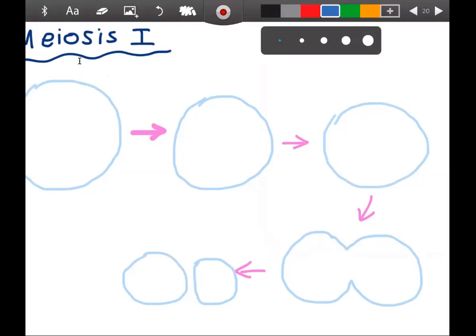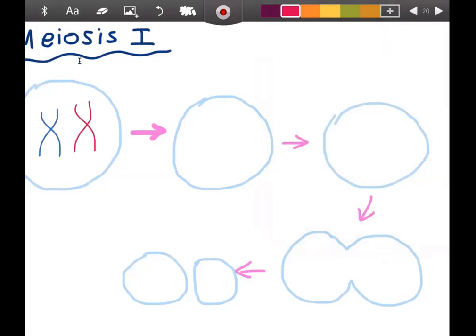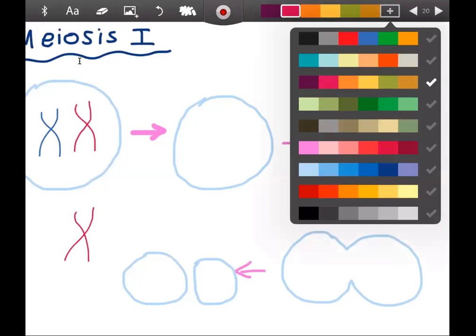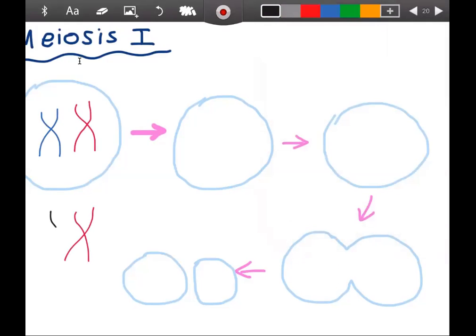The paternal chromosome here, the maternal chromosome is here. What's going to happen in meiosis 1 in prophase is these cells are going to cross over. The female chromosome and the male chromosome are going to randomly cross over, giving each other random genes.